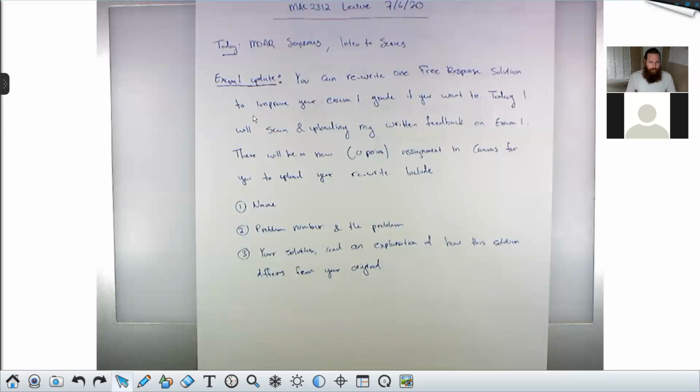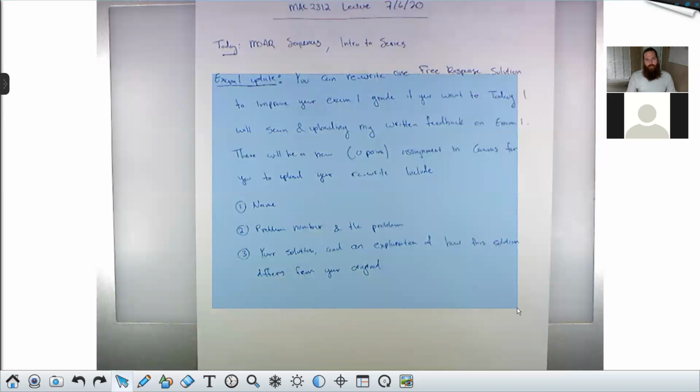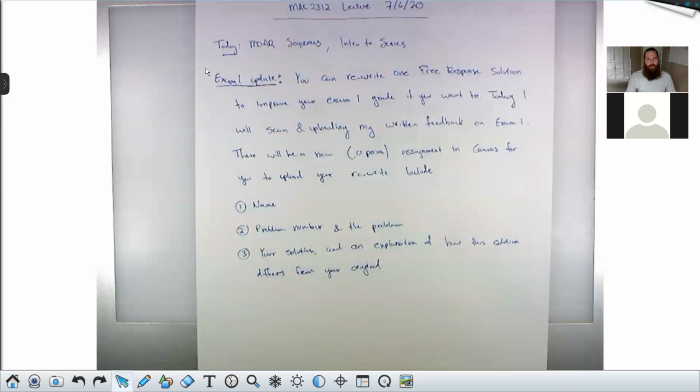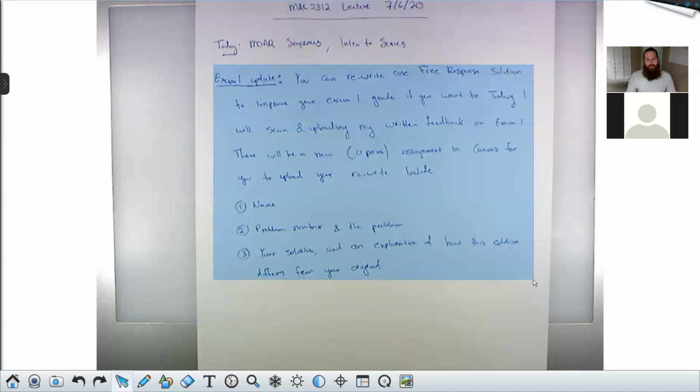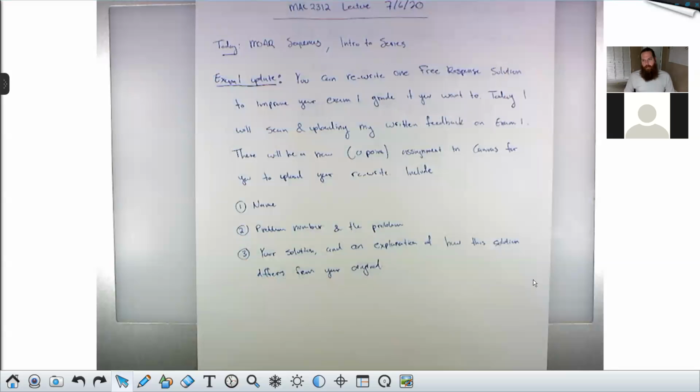Fairly straightforward, right? Yeah, so I'll be posting an announcement explaining exactly how to do this, but it really is just this. There's no honor lock or anything like that. It's just you preparing in your own time an improved solution to one of the free response questions. So if you didn't get to a question, or if there's a question that went badly for you, rewrite that solution, scan and upload to this new assignment in Canvas, and I will regrade that question.